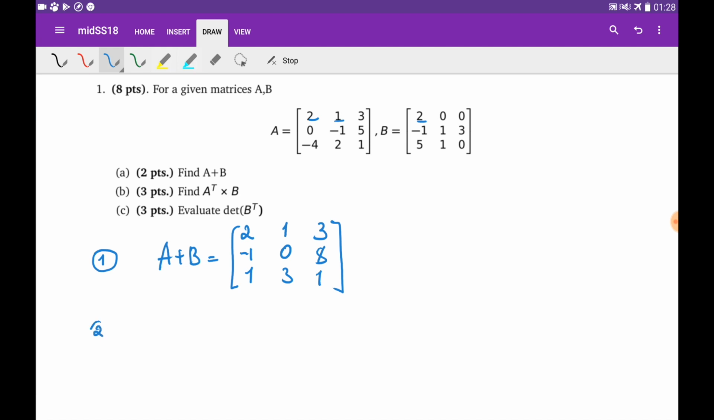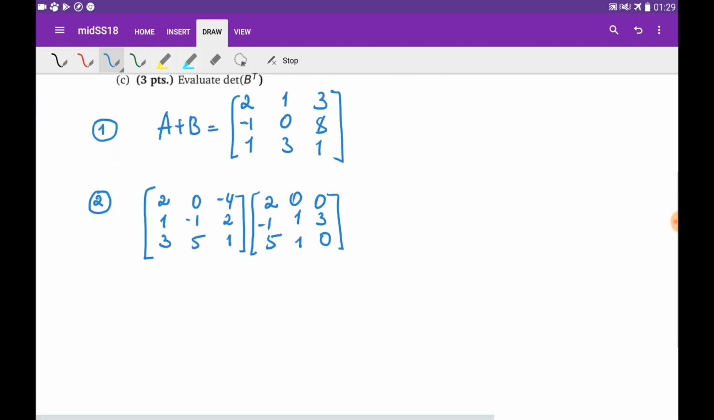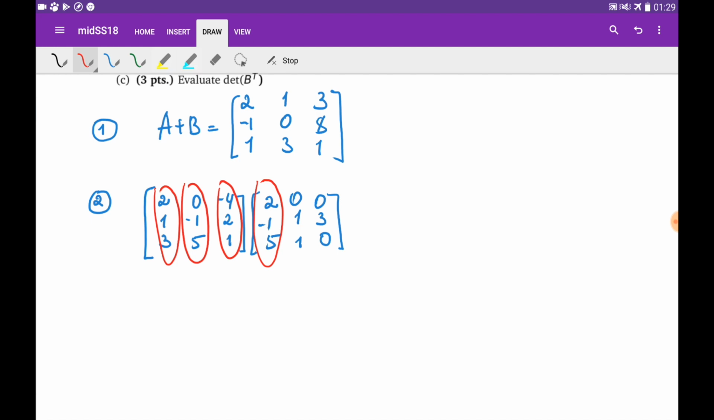In the second part, we need to multiply the two matrices, A transpose and B. A transpose is obtained by writing down the rows of this matrix as the columns of the new matrix. It can be written as 1, 3, 0, minus 1, 5, minus 4, 2, and 1. And we have to multiply this by B, which is 2, minus 1, 5, 0, 1, 1, 0, 3, 0. It would be better for us to multiply these two matrices as a combination of columns of the first matrix using the coefficients from the columns of the second matrix, right?